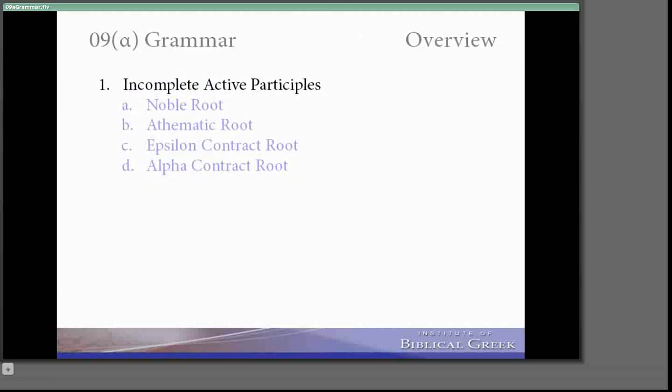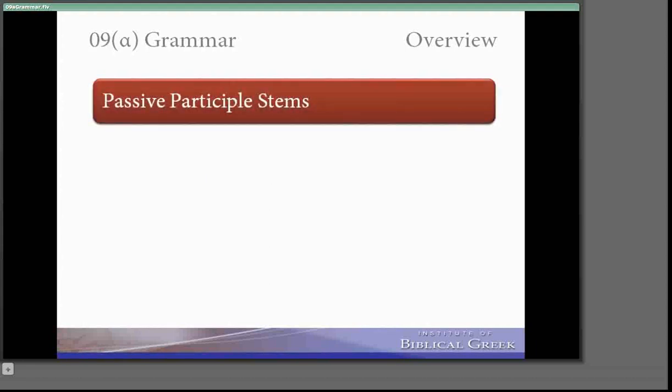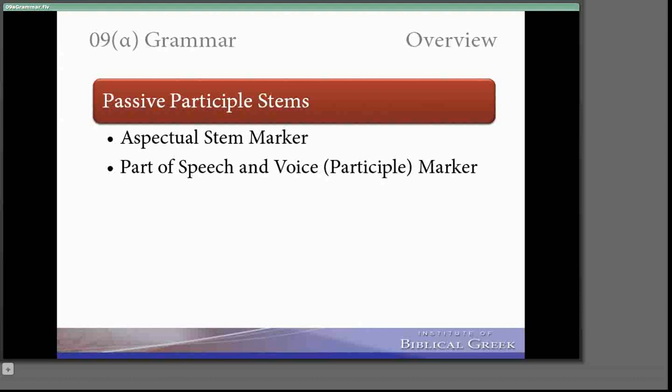In this chapter, we will focus on incomplete or present active participles. And we'll see how these active forms look on noble roots, athematic roots, epsilon contract roots, and alpha contract roots. Before we get into the active stems, let's review the passive stems that we have learned earlier. Words have multiple parts, including the root, which tells us the core meaning of the word, whether it's singing or jumping. Stems can tell us the part of speech, whether it's a verb or a noun, as well as aspect and voice. And endings tell us very specific things. In terms of nouns, it will tell us number and case. And in terms of verbs, it will tell us number and person and sometimes voice.